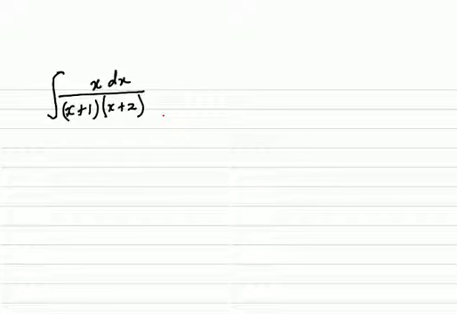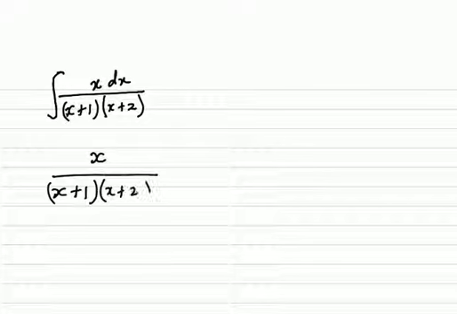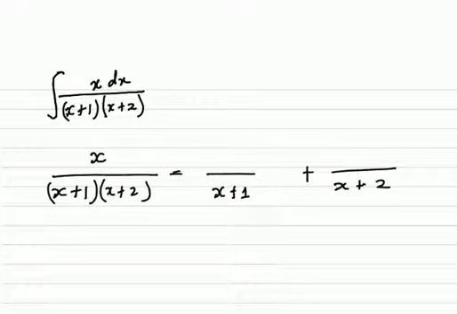That motivates us to take a bit of a break and revise how you break an algebraic fraction like x over x plus 1 by x plus 2 into partial fractions, in this case into two fractions with denominators x plus 1 and x plus 2. I'm going to present that in another section separately, focused on partial fractions.